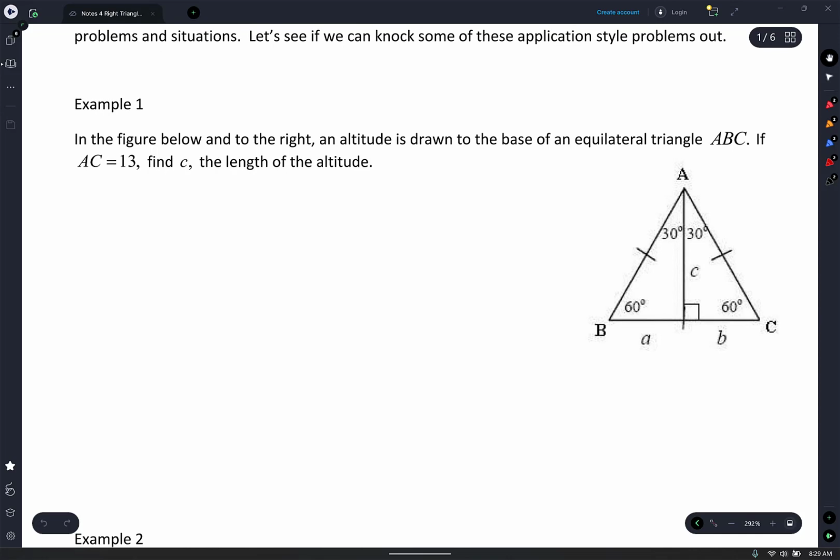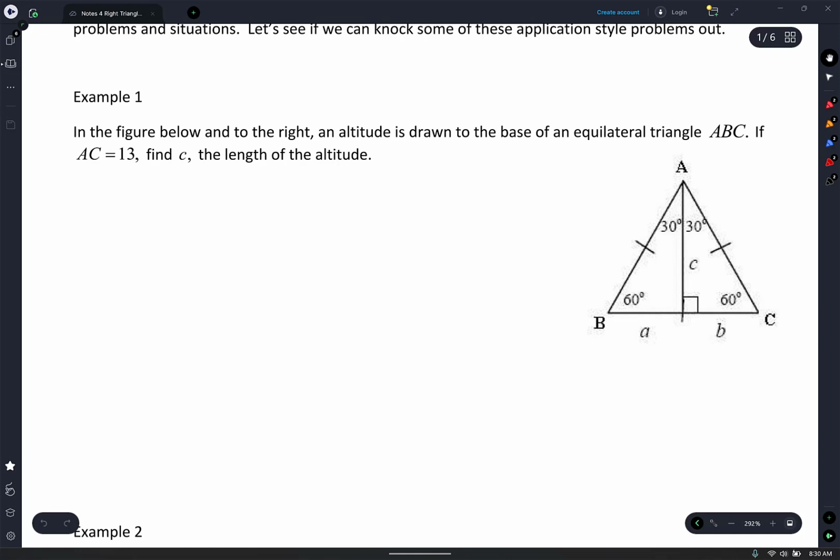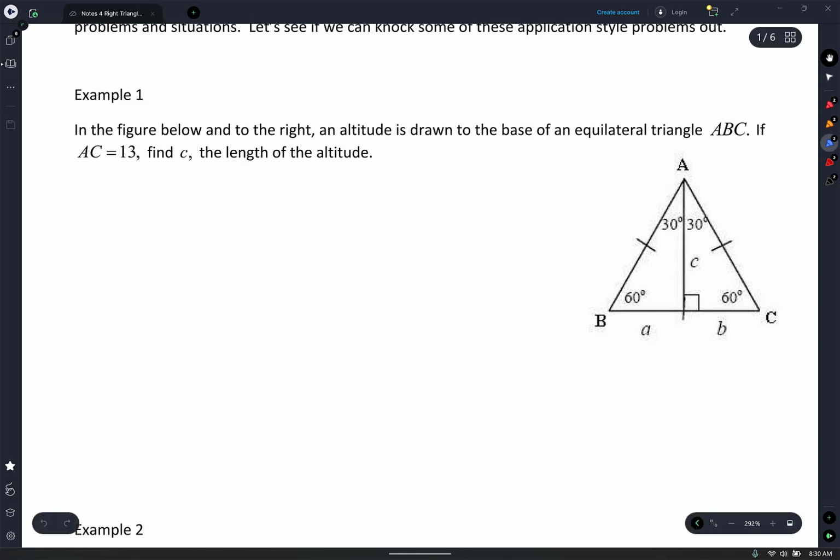So example 1: in the figure below and to the right, an altitude is drawn to the base of an equilateral triangle. It's an equilateral triangle, so all these angles are the same. Notice they cut it down the middle. It says if AC is 13, find C, the length of the altitude. Notice they cut it up into a 30, 60, 90 triangle.